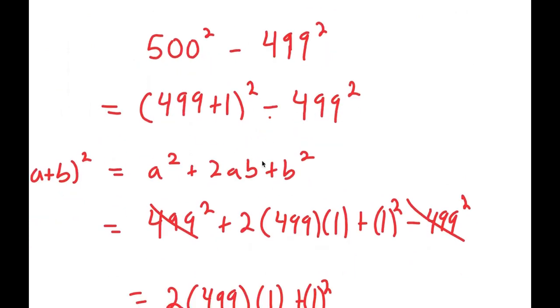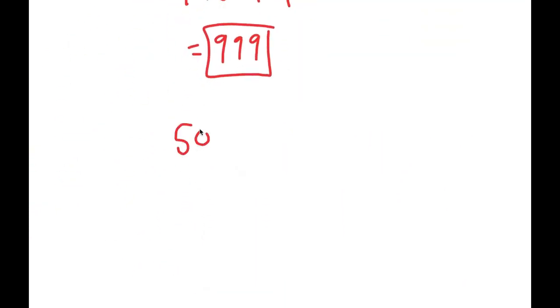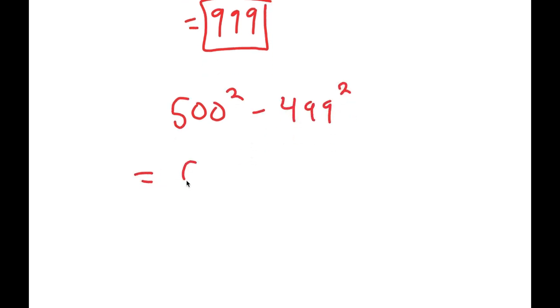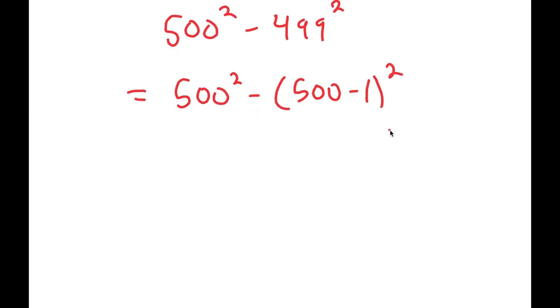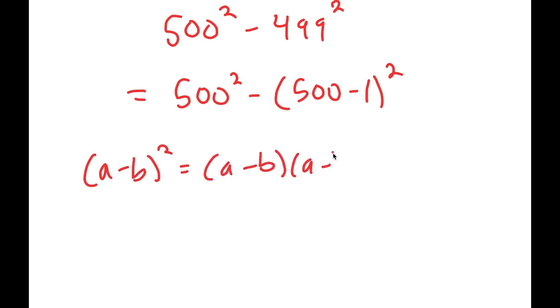Now, I actually have another method of solving this. I have 500 squared minus 499 squared, and this time I'm going to rewrite this as 500 squared minus 500 minus 1 squared. Now, if I have something in the form a minus b squared, this is equal to a minus b times a minus b, which is equal to, if I factor this out, a squared minus 2ab plus b squared.